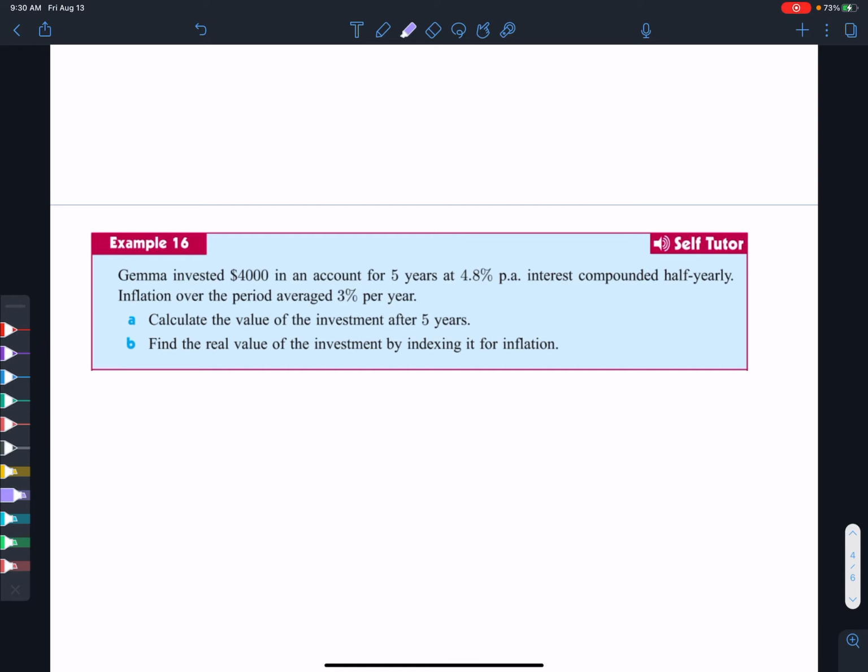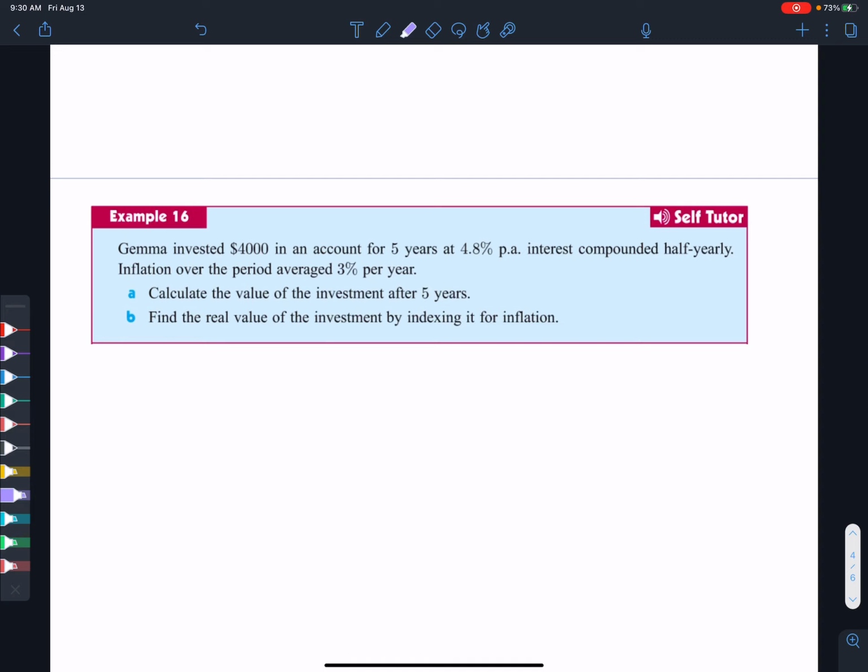So Gemma invested $4,000 in an account for 5 years at 4.8% per annum interest, compounded half yearly. Inflation over that time is 3%. That's a lot of information right there. Calculate the value after 5 years and find the real value of this investment.